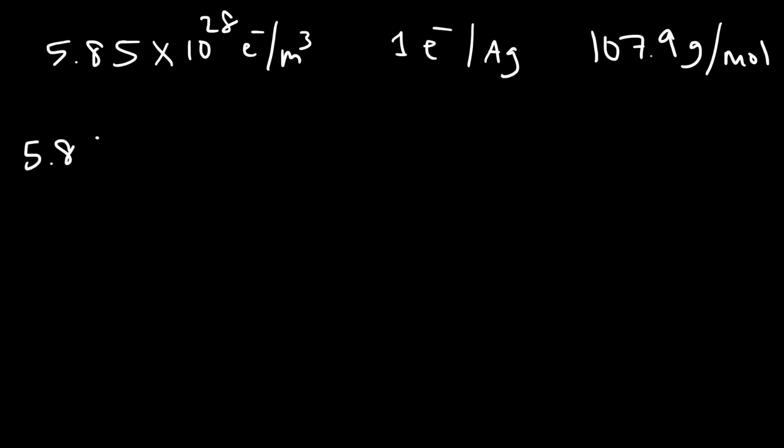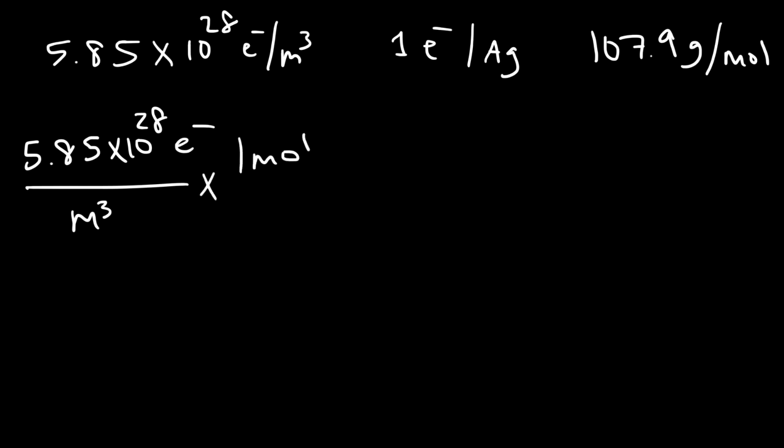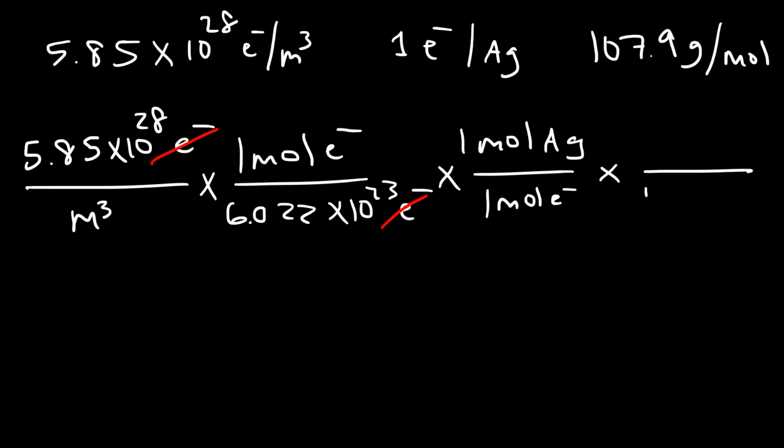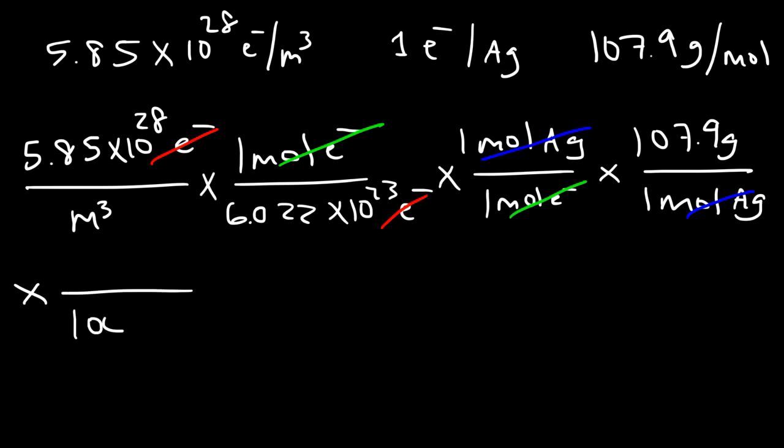So just like before, we're going to start with the number of free electrons per cubic meter. And then we're going to convert it to moles using Avogadro's number. So the number of electrons cancels. And for every mole of free electrons, there's 1 mole of silver. And now we can convert this to grams using the molar mass. 1 mole of silver has a mass of 107.9 grams. So these units cancel and those units cancel. The last thing we need to do is convert grams to kilograms. There's 1,000 grams per 1 kilogram. And so now we could cancel grams. So we have the units that we want, which is kilograms per cubic meter.